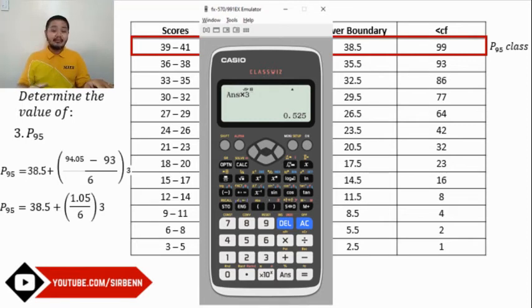And then, we add yung 0.525 sa ating lower boundary, which is yung 38.5. So, 38.5 plus 0.525, and that would be 39.025. So therefore, yung estimated value ng ating 95th percentile is 39.025.